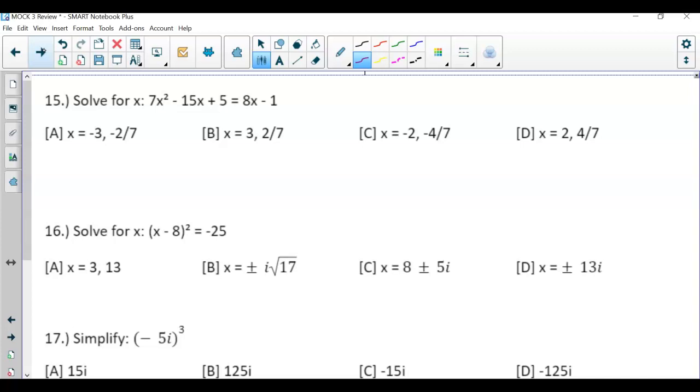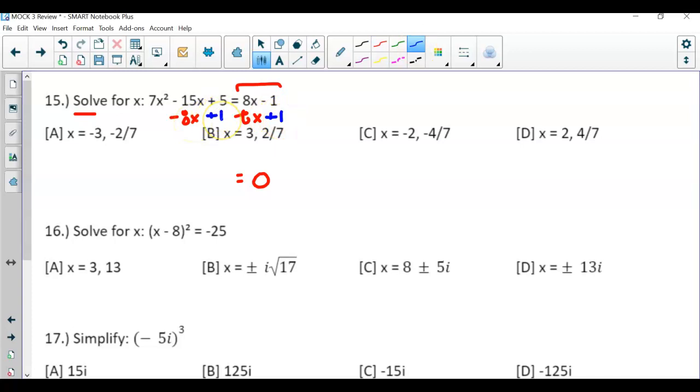Question 15. And again, here we are solving for x. But right now it's equal to 8x minus 1, but we need it to equal 0. So I'm going to do two steps here. I need to subtract the 8x, which I'm going to line up with my like terms. And then I also need to add 1. Now I've got 0 and nothing to combine that 7x squared with, so bring it down. 7x squared minus 23x from negative 15 minus 8 and plus 6 from 5 plus 1.